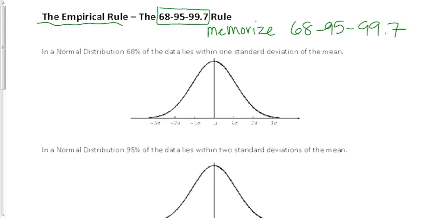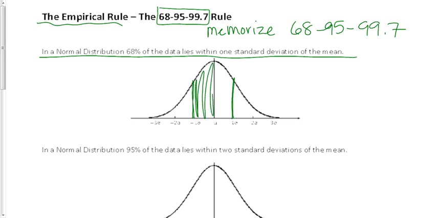What is this rule? This says in a normal distribution, 68% of the total data lies within 1 standard deviation of the mean. So this is 1 standard deviation below. This is 1 standard deviation above the mean. So if I looked at everybody who fell within this range right here, that would cover 68% of all the people, or of all the foot arches, or of all the eggs, whatever it is you're talking about.